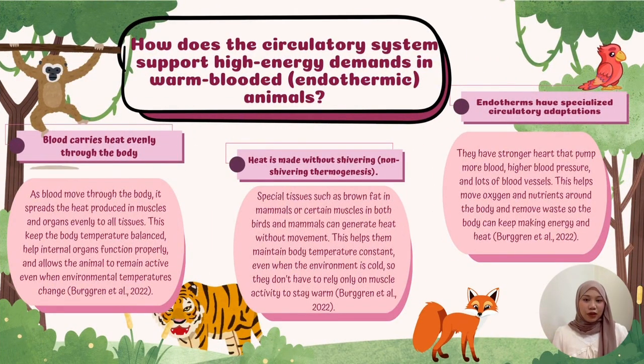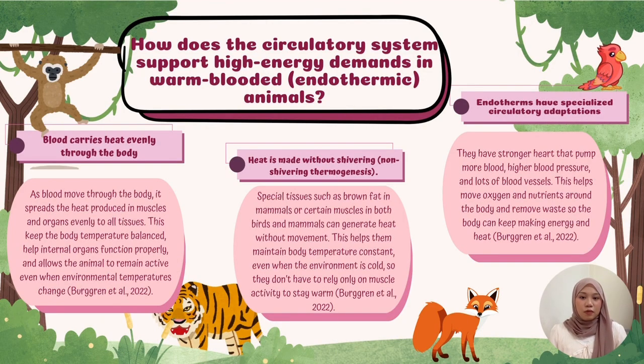Next, I will continue with how the circulatory system supports high energy demands in warm-blooded animals. First, blood carries heat evenly through the body. As blood moves through the body, it spreads the heat produced in muscles and organs evenly to all tissues. This keeps the body temperature balanced, helps internal organs function properly, and allows the animal to remain active even when environmental temperatures change. Second, heat is made without shivering.